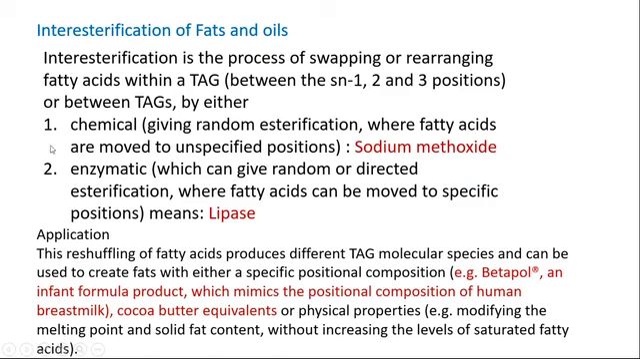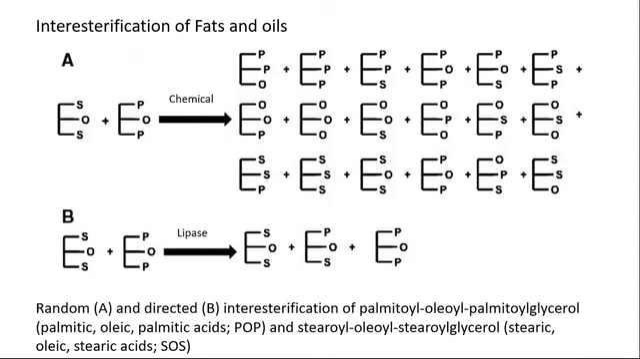And how can you achieve this? You can achieve this by chemical means, or you can achieve this by enzymatic means. So the chemical way of interesterifying oils is very random, so you do not get exactly what you want. You get a bunch of interesterified products, and it is done by using sodium methoxide. So this explains to you in a better way how interesterification occurs.